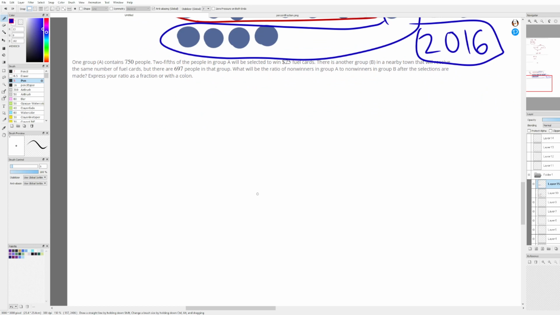Then this one is our last problem. It's basically a similar concept. The thing that I want you to pay attention to the most is that it is telling you that Group B gets the same number of fuel cards rather than the same percentage, or same proportion. So whatever 2/5 of 750 people are, B gets that same number instead of 2/5 of 697. I won't solve this because I don't want to make the video go on longer.